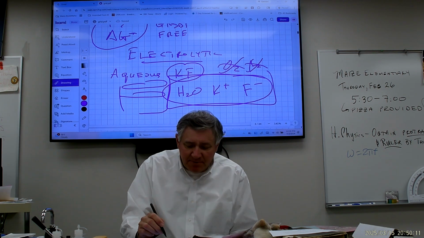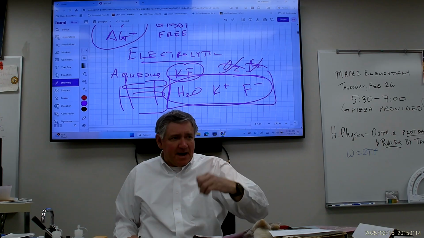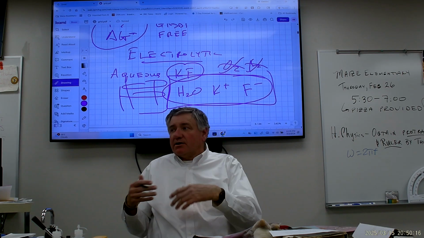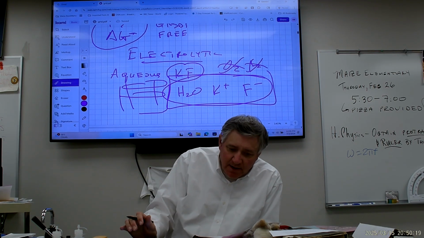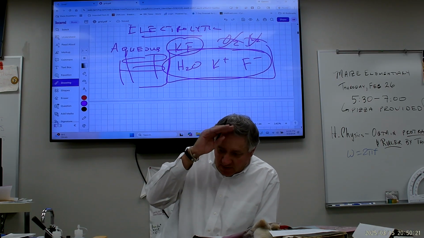Now, you're going to dump electrodes in here and you're going to hook it up to a battery, okay? This is not going to happen spontaneously. So, here's what you've got.